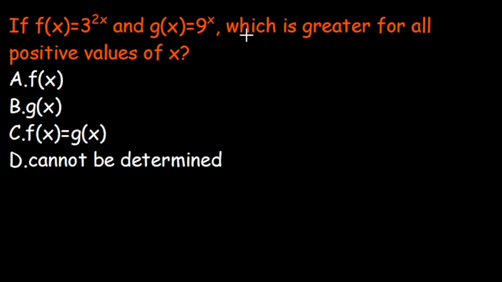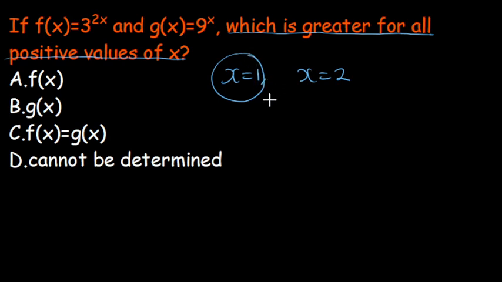Okay, the most important thing is to look at this. It says for all positive values of x, which is greater for all positive values of x. So you can start by putting x as anything you like, and you will still arrive at the same conclusion. Let's say x is equal to 1, you still get the same conclusion. x is equal to 2, you will get the same conclusion, but the fastest would be x equal to 1. So we shall put x equal to 1 to help us compare these two functions.